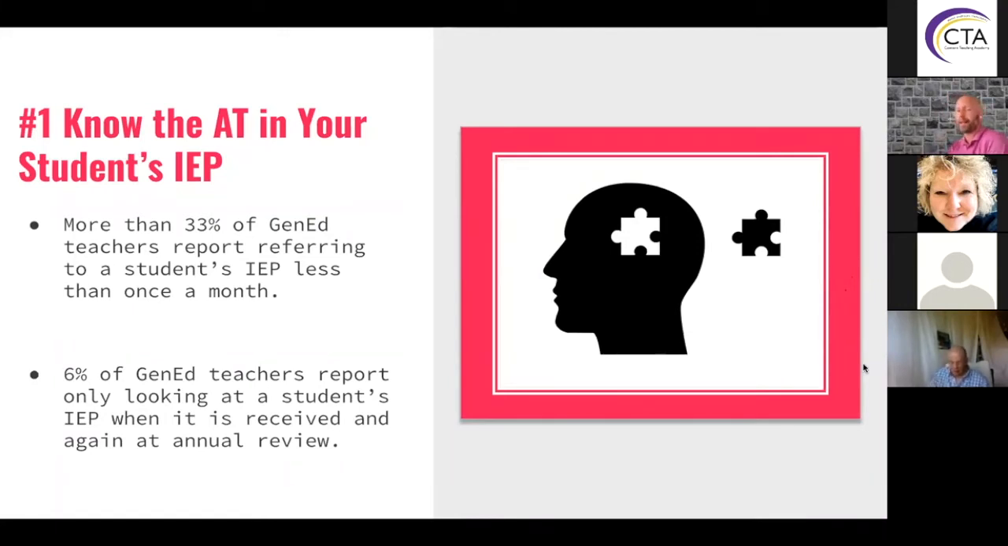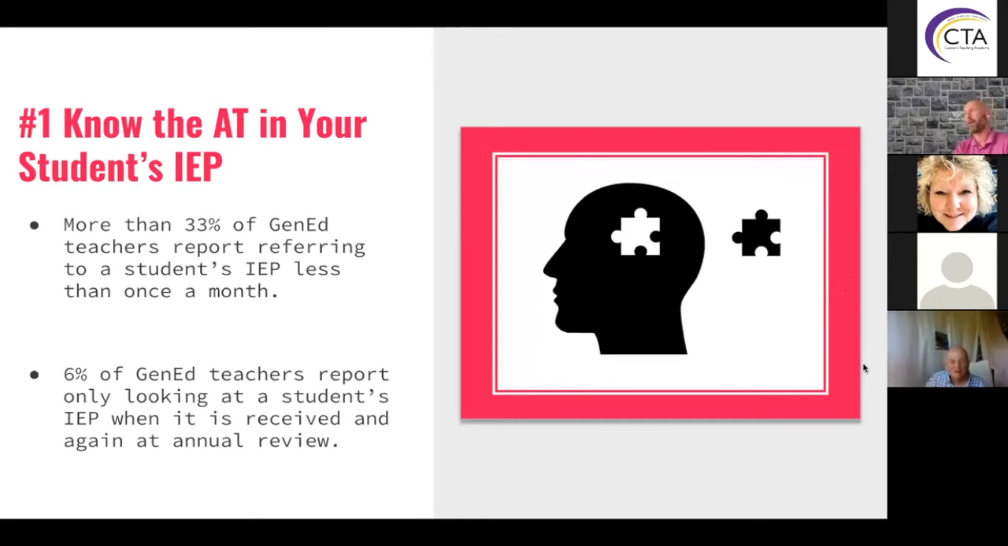Some data that I found recently says that just more than 33%, so more than a third of general ed teachers report referring to their students' IEPs less than once a month. And that could be a lot of reasons to that. Maybe in some students, the information is fairly digestible and you don't have to look at it that frequently. But reviewing these and having a good conceptual knowledge of what is in it, particularly when you have a student with complex supports like assistive technology in there, is really useful and essential. And even 6% of gen ed teachers reported that they only look at it when they receive it and when it's time for annual review.